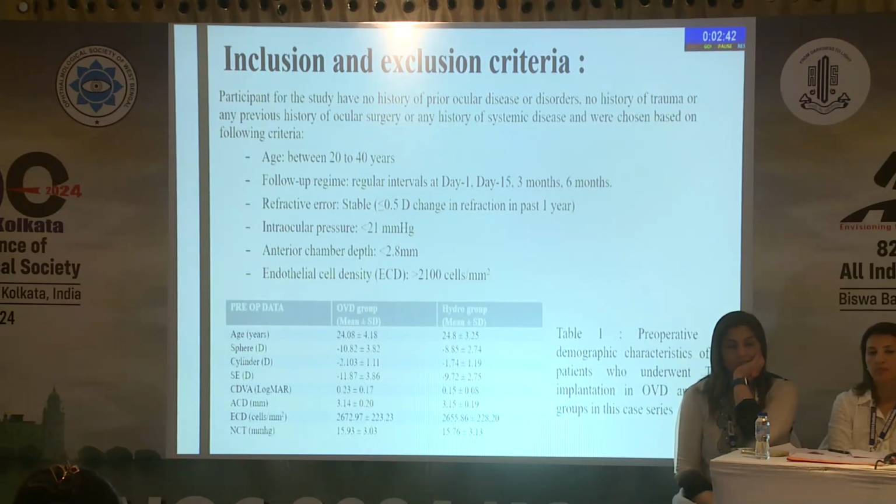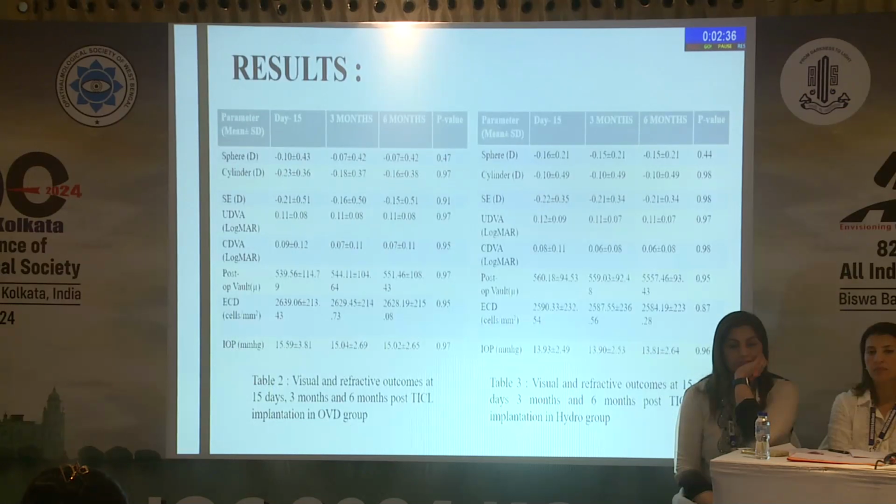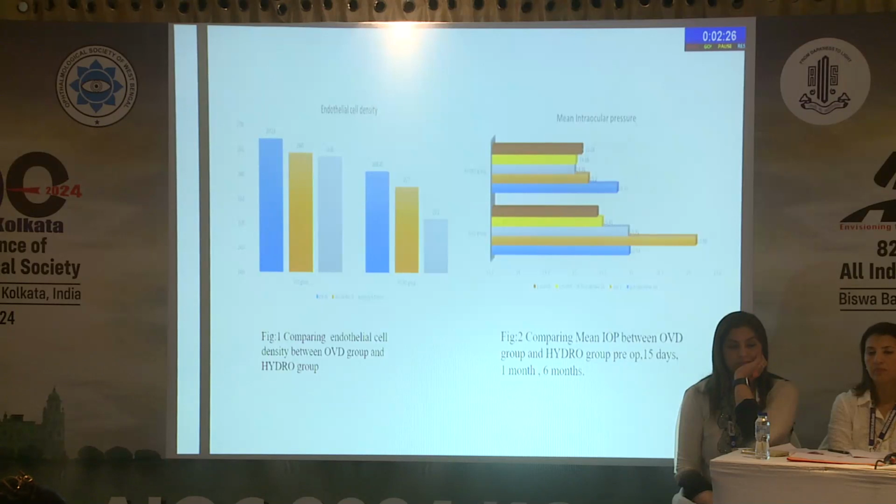This is the preoperative data where we treated a mean sphere of -10 and mean cylinder of -2 diopters. So the results were comparable in both the groups. Sphere, cylinder, and spherical equivalent were excellent in both the groups post-operatively. What we saw was endothelial cell density changes, which was higher in the hydro group as compared to the OVD group, but they were not statistically significant.